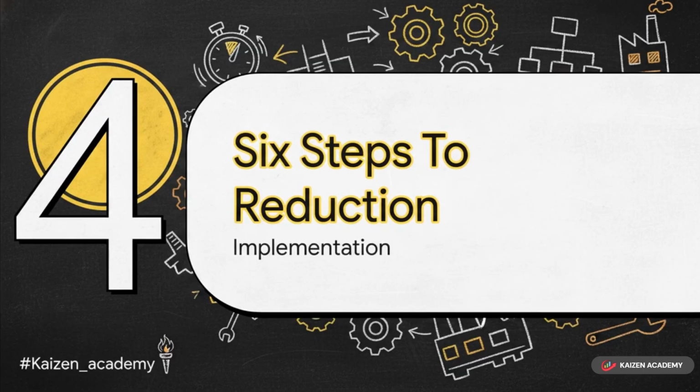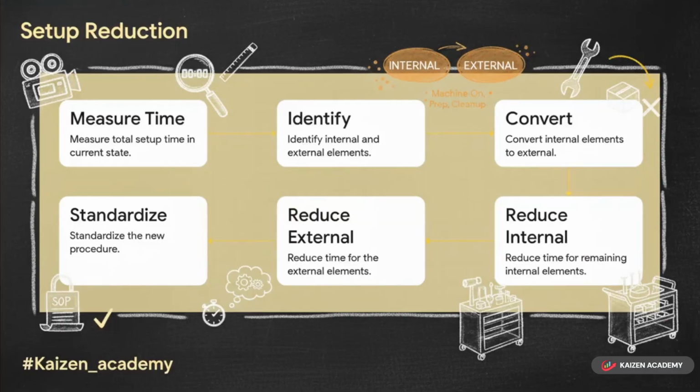Section 4. 6 steps to reduction. Okay, so how do we actually pull this off? Here is the exact tactical 6-step sequence required to transform your manufacturing environment. Step 1, you've got to measure the total setup time in your current state. No guessing here. Get a stopwatch, film it, and document every single second. Step 2, go through that footage and identify the internal and external elements, calculating the individual times for each.